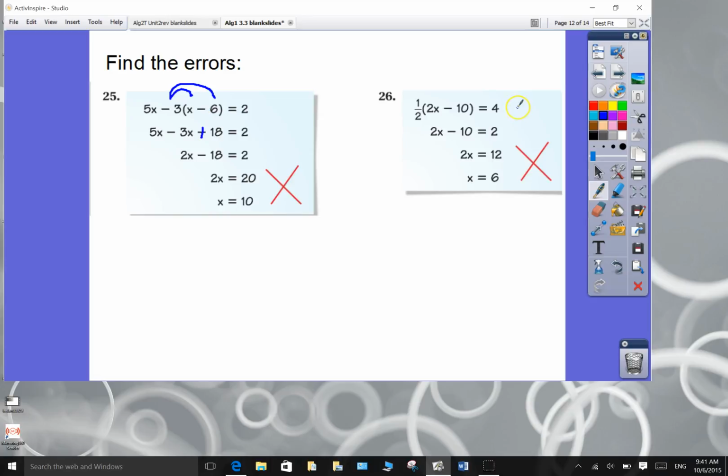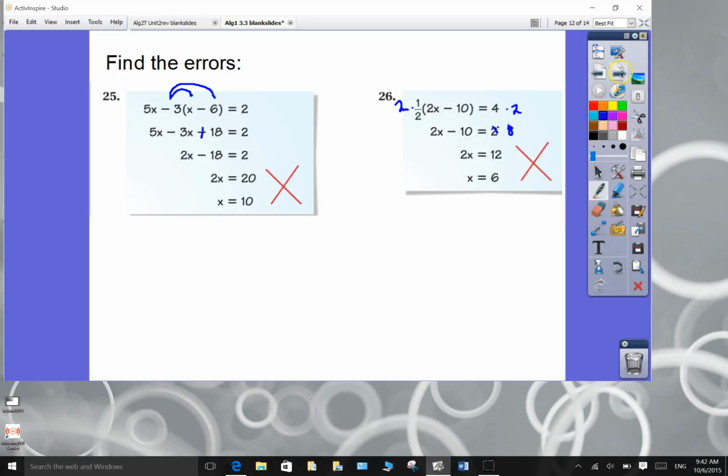And what happened here? Somehow from the first line to the second line, there's no more 1/2. Well, what do you have to do to get rid of a 1/2, which is multiplying? You have to multiply both sides times 2. So clearly they multiplied this side times 2. But the right-hand side went from 4 to 2. It's actually divided by 2, not multiplied by 2. It should have been times 2, which would have made that 8, right?